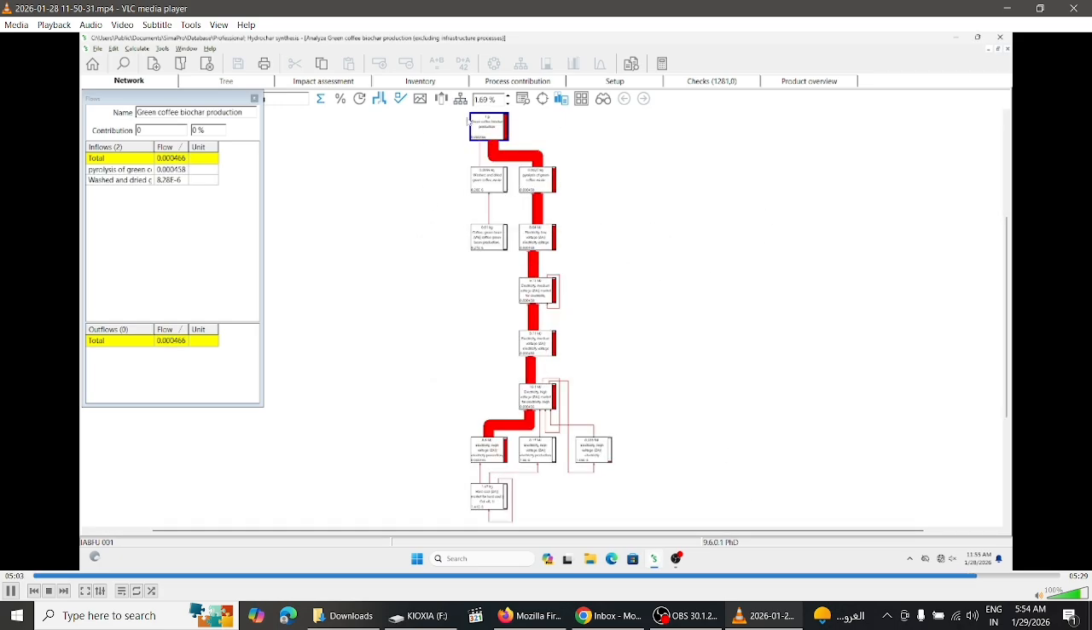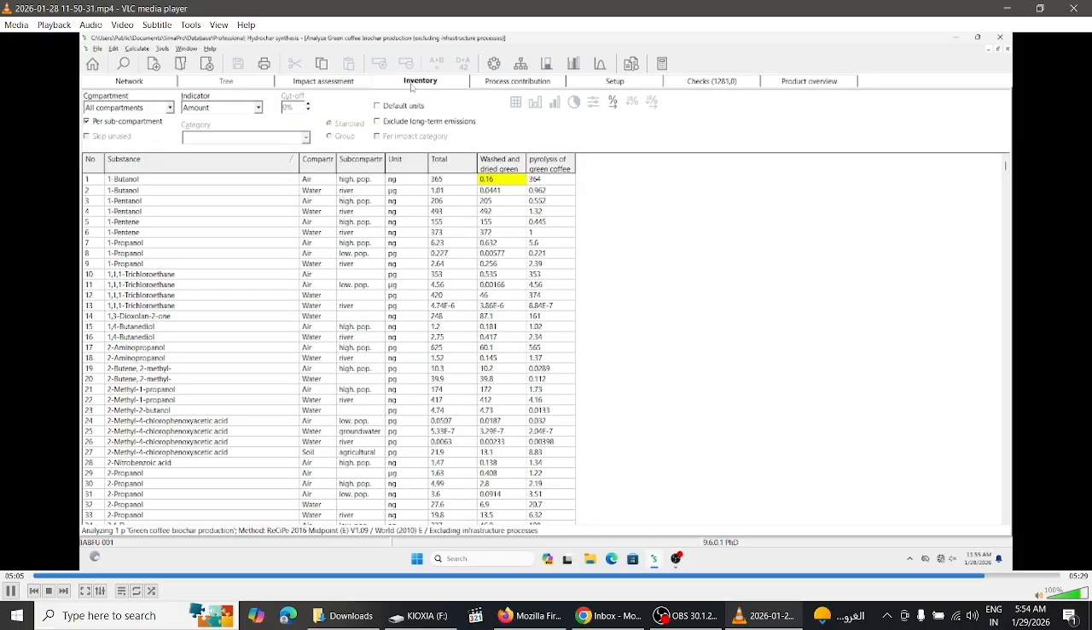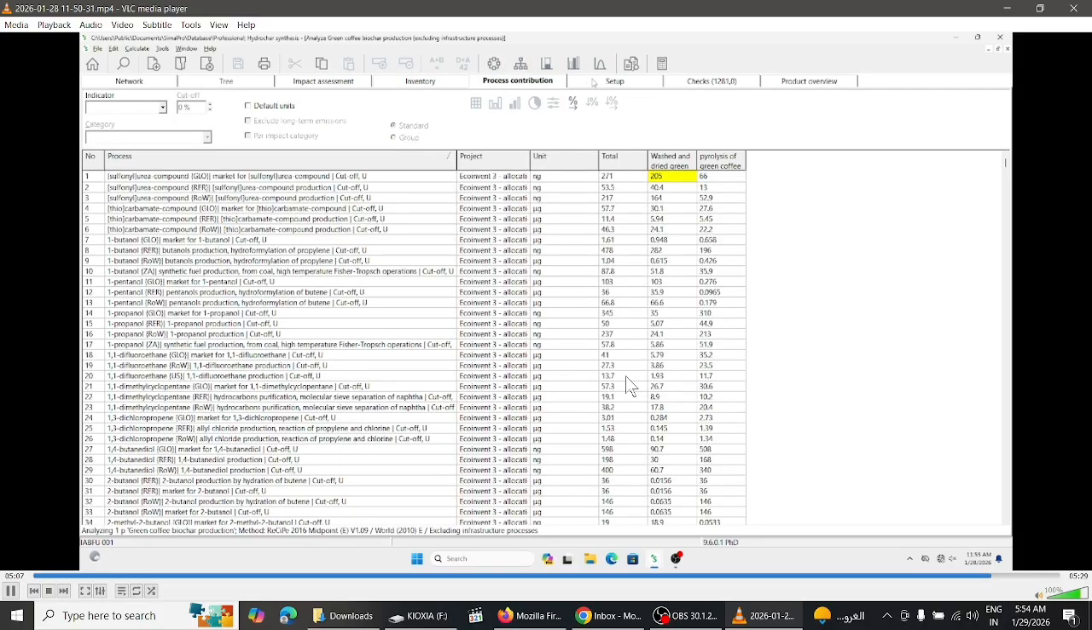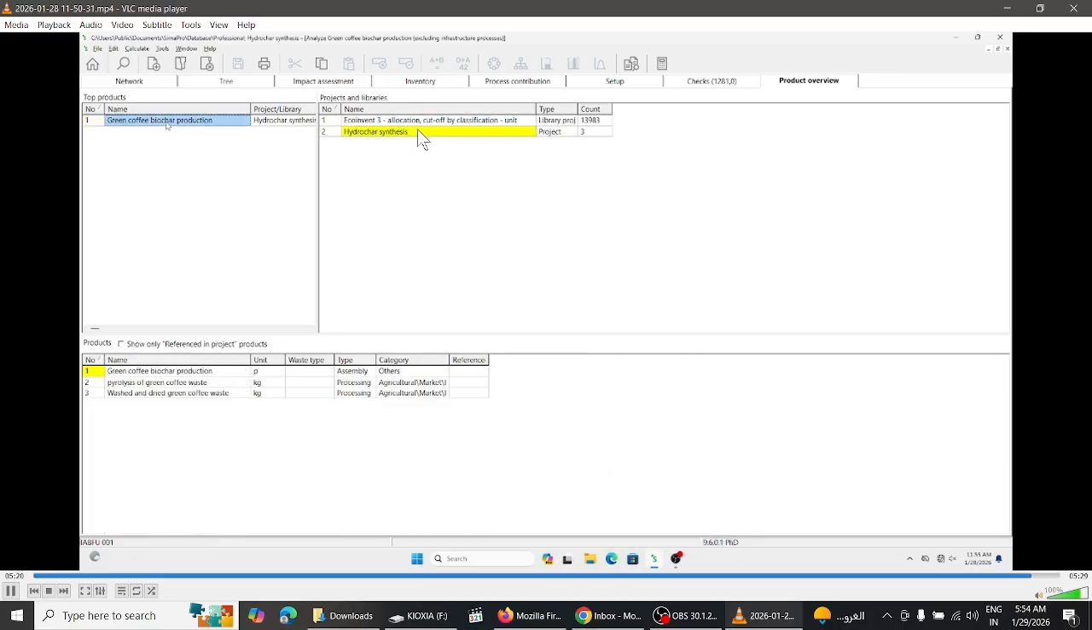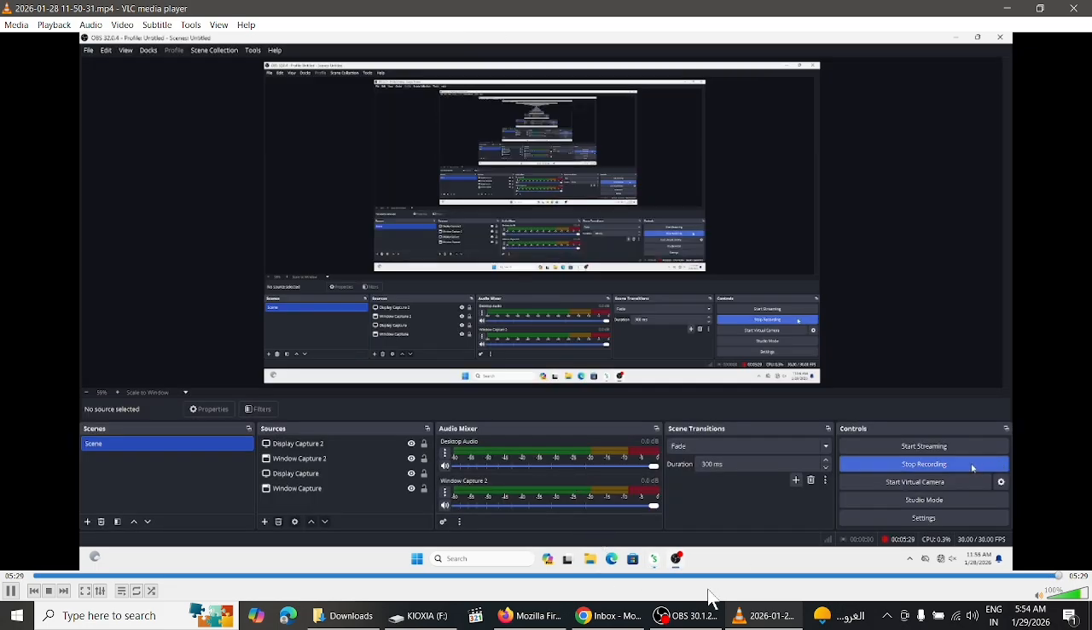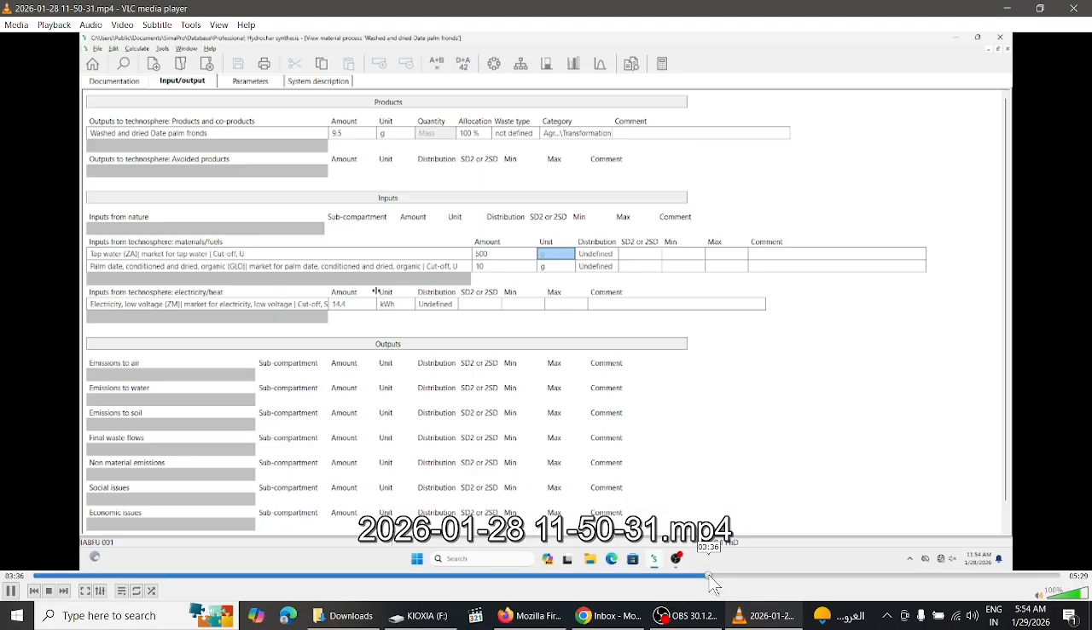Whatever process you have created, that should be linked. So these are output files. And this is for the green coffee biochar production. We will just try to show you once again.